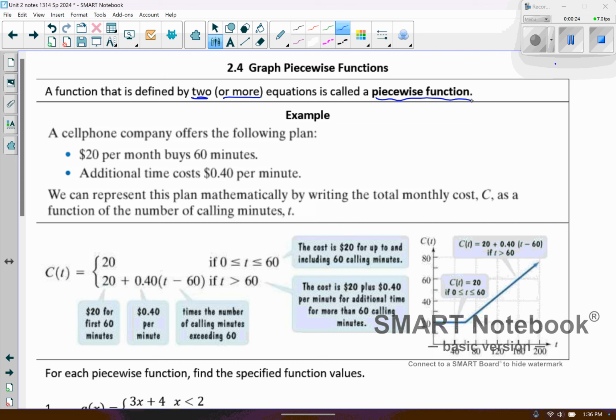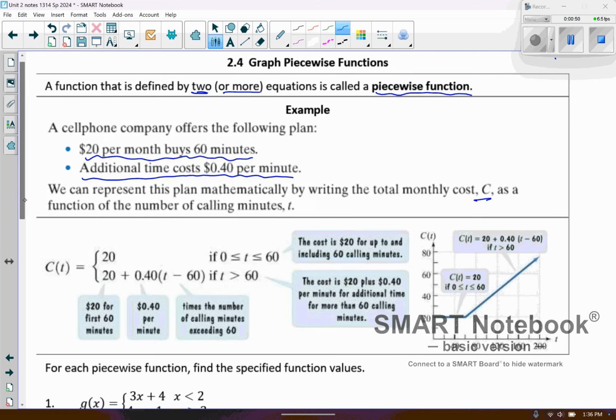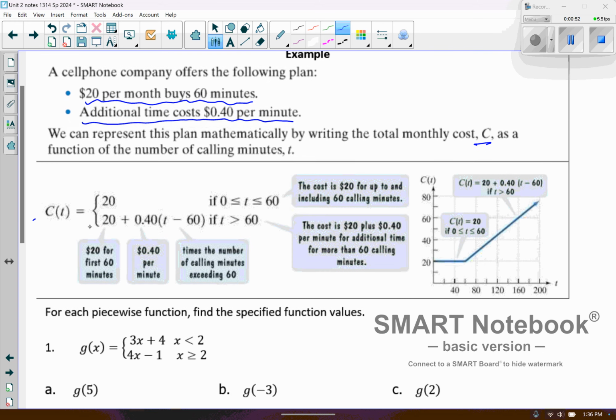We're not really going to work with word problems, but it helps students see how these could be useful. So right here, a cell phone company offers the following plan. You can pay $20 a month to buy 60 minutes, and then additional time is going to cost 40 cents per minute. We can represent this plan mathematically by writing the total monthly cost C as a function of the number of calling minutes.